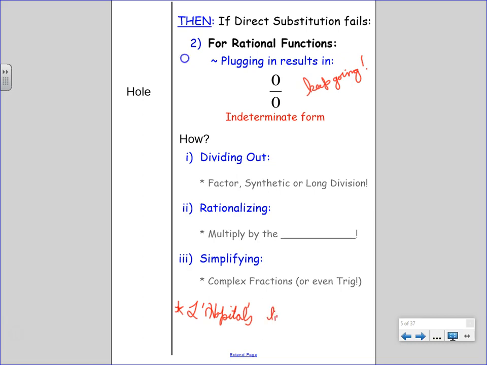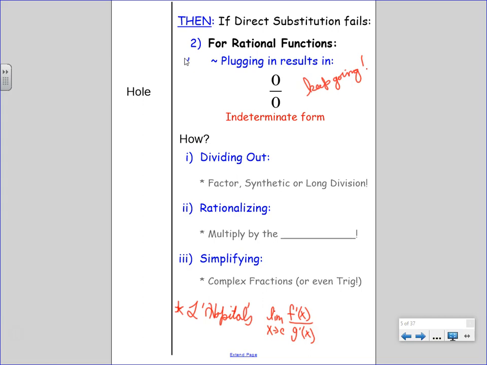If indeterminate, I can try the limit as x approaches c of f prime of x over g prime of x. Yes, that's true. Okay? But that's not always what's easiest. Sometimes factoring will be a lot easier because it avoids you having to do chain rule or product rule or something else.